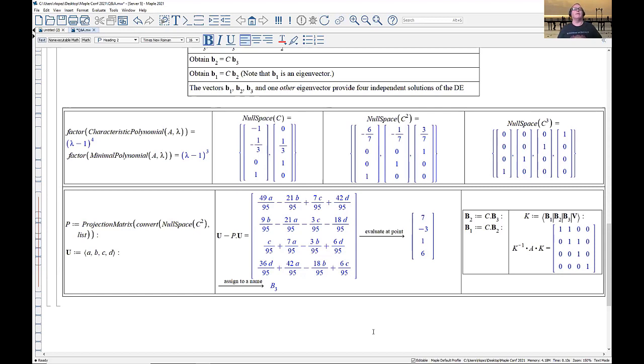And a comment from the audience. Nice talk. On the last example, why compute the projection matrix rather than just considering the null space of the transpose of the matrix of vectors in the basis for the null space of C squared?